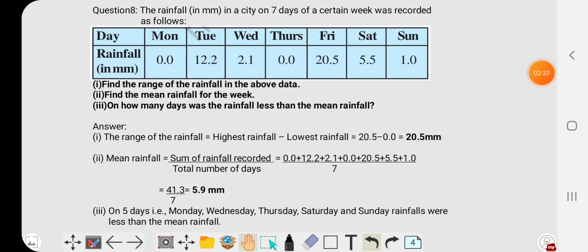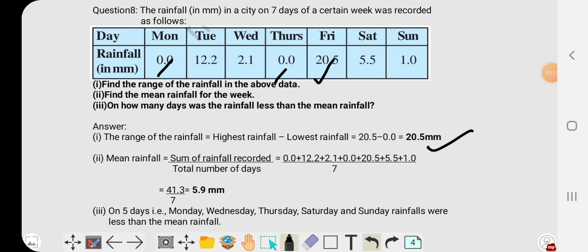Question number 8 is the rainfall in millimeter in a city. Find the range of the rainfall in the above data. How do we find the range? Highest rainfall minus lowest rainfall. We can see this one is highest and these are lowest and equal. So 20.5 minus 0.0 is equal to 20.5 millimeter.